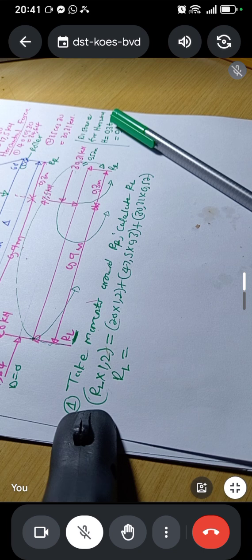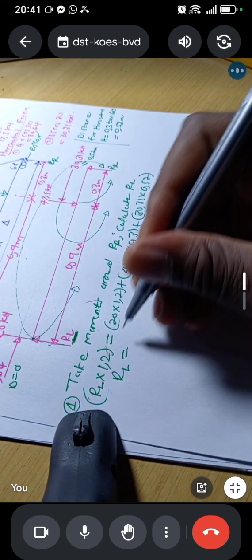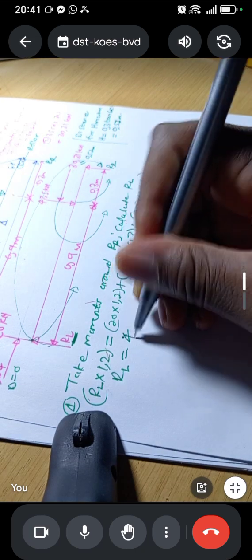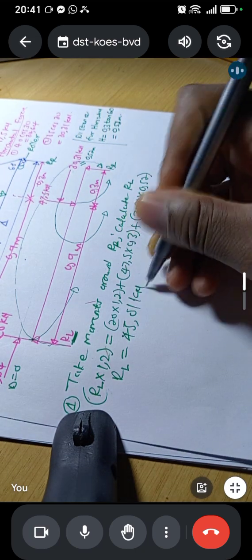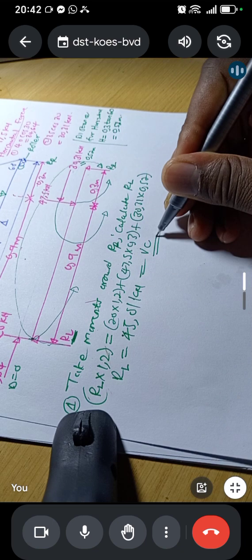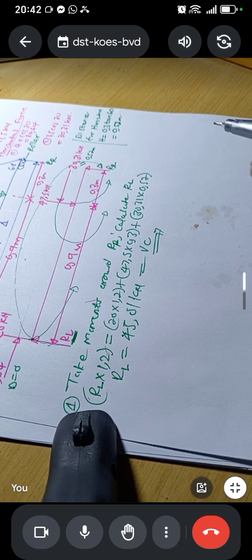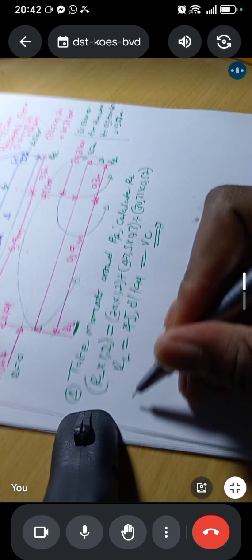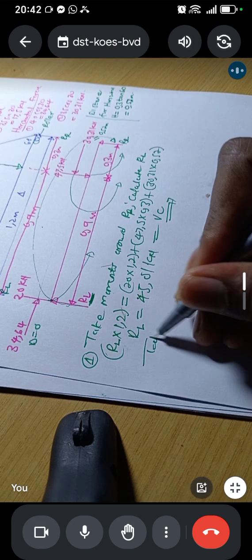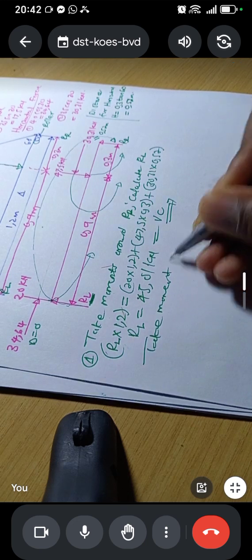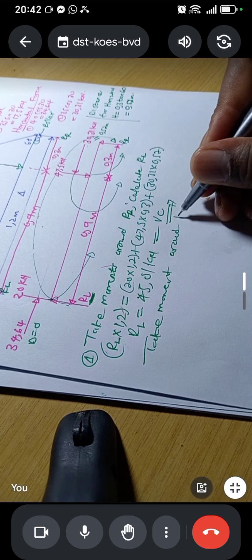What is the answer? I got 45,01. 45,01 kilonewtons. That is our VC, we know, ne? So we are going to take moment around RL. We are calculating RR, ne? So we're going to say our RR multiplied by 1,2.